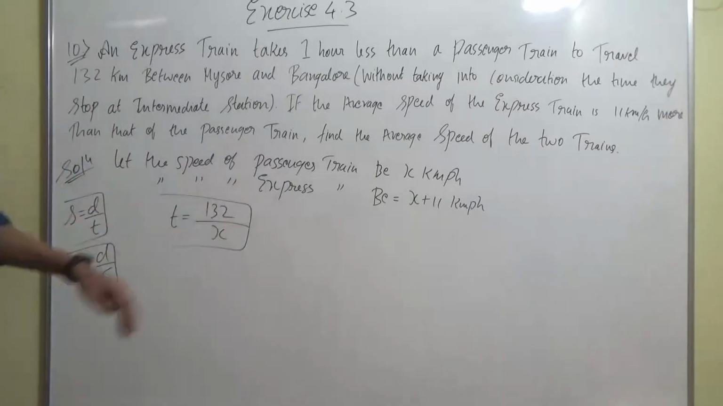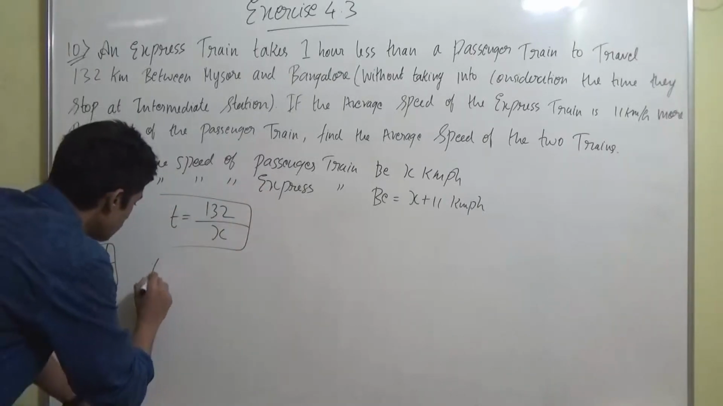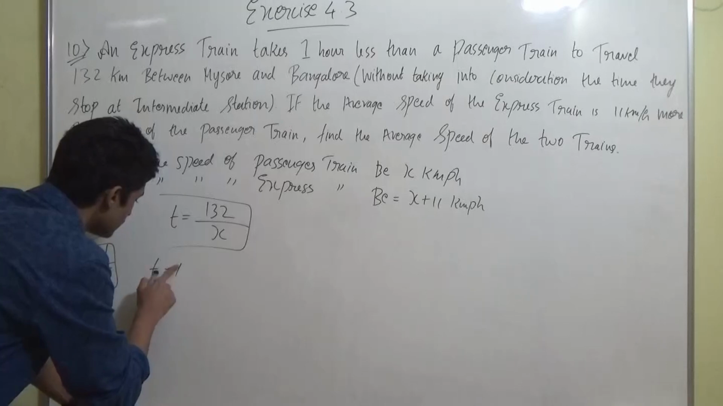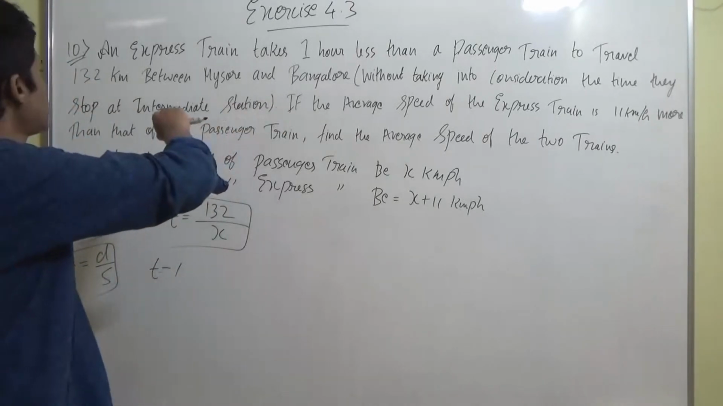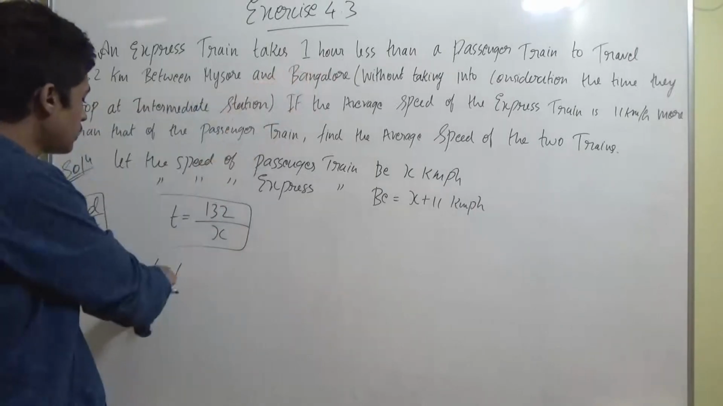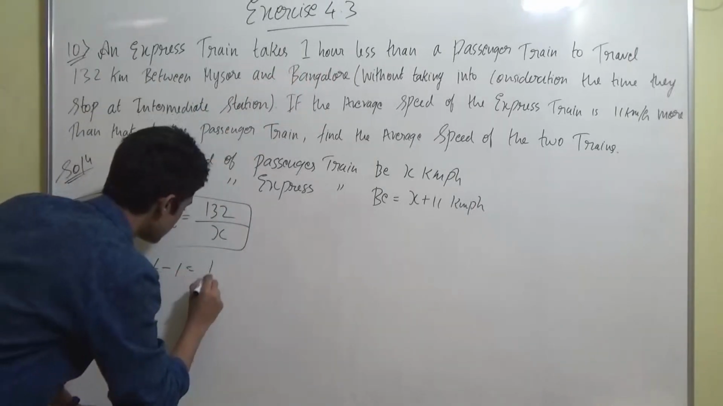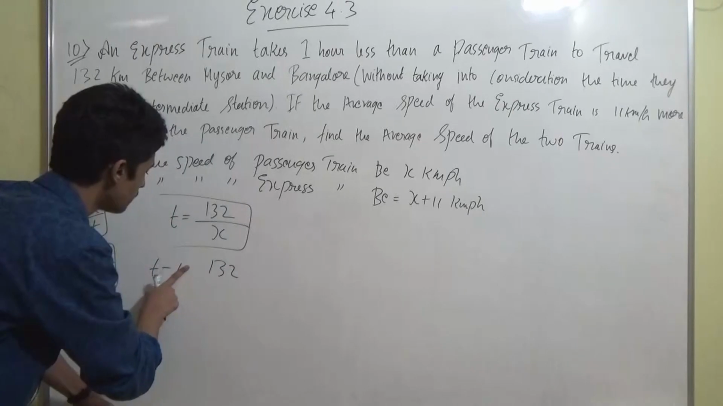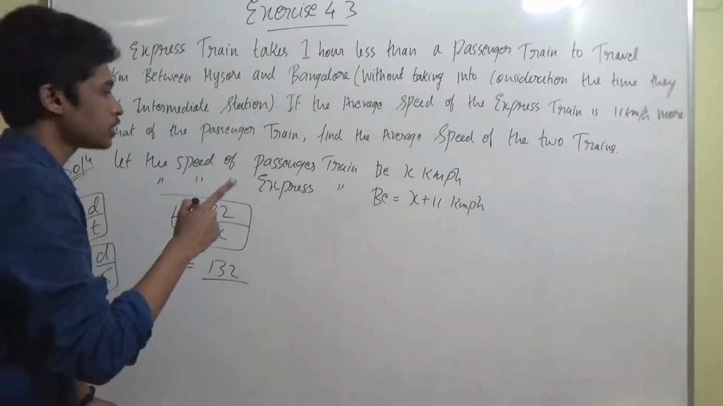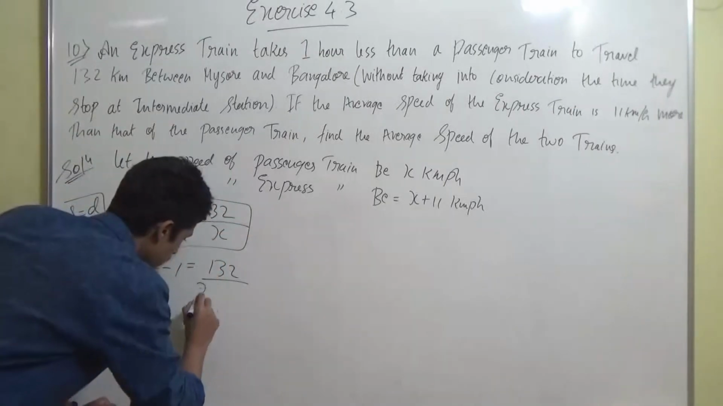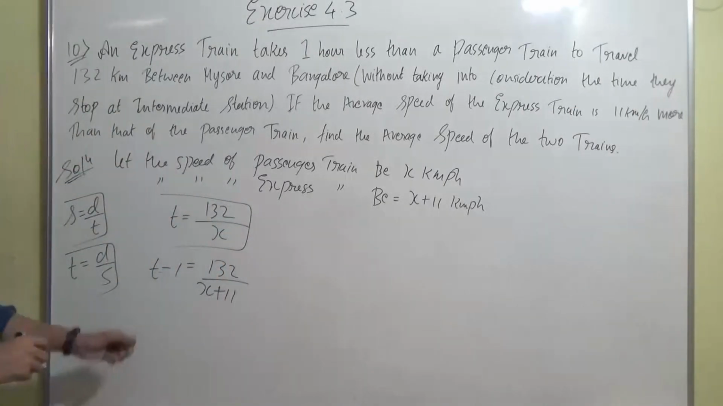And for the express train, it's going to be t minus 1, because it's going to take 1 hour less. Correct? So t minus 1 equals, the distance is going to be the same, right? Whichever train it is, the distance is going to be the same. But the speed of the express train is 11 km per hour more, that is x plus 11. Getting it, guys?